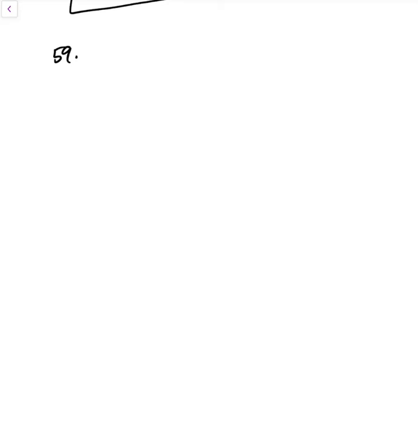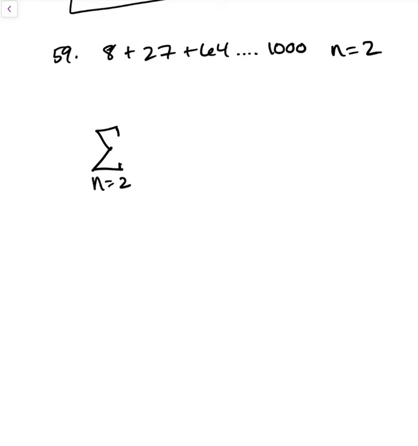So 59, we're given the numbers 8 plus 27 plus 64, and then it's telling us that it ends at 1000, and it's giving us the lower bound at n equals 2. It's kind of tricky. So my lower bound is 2, and I don't know what my upper bound is, because I have this nebulous dot, and I don't know how many numbers are in between there.